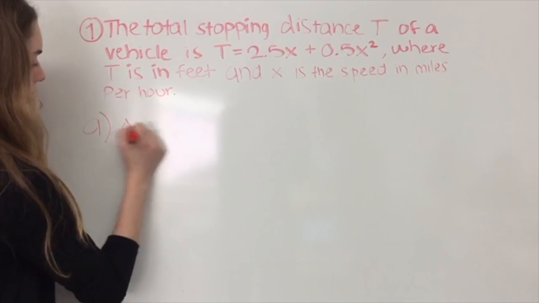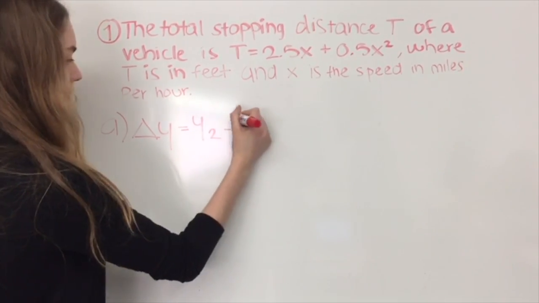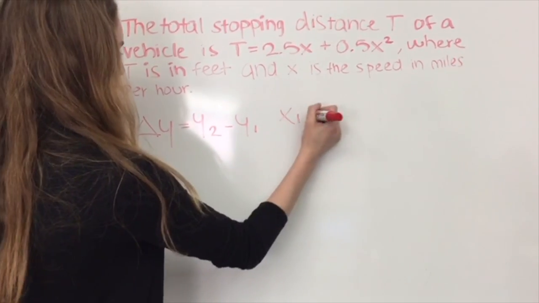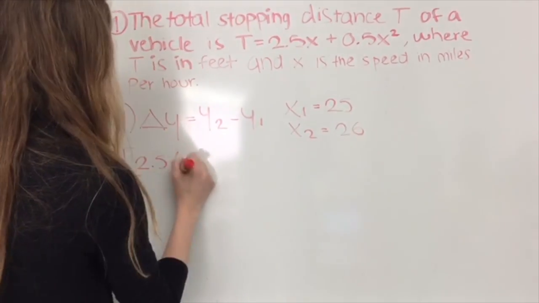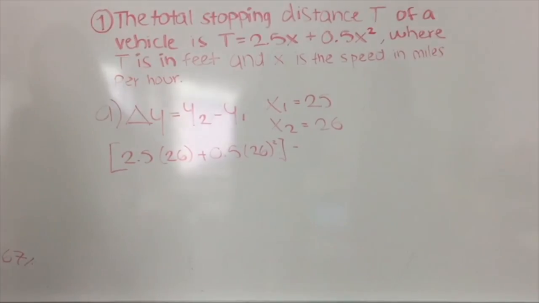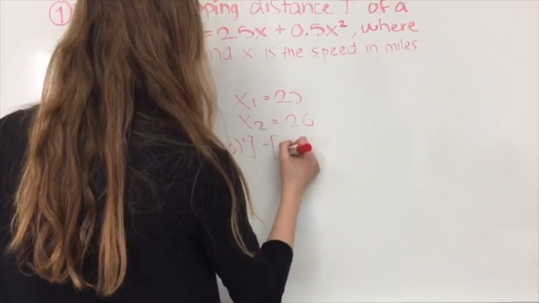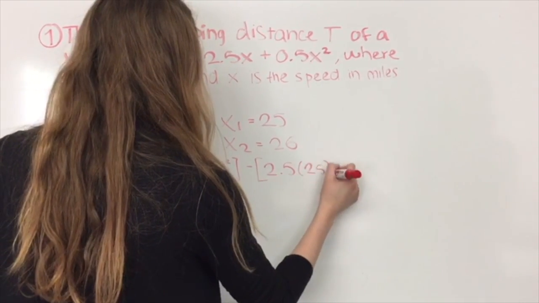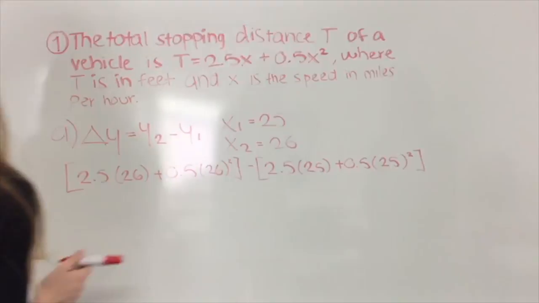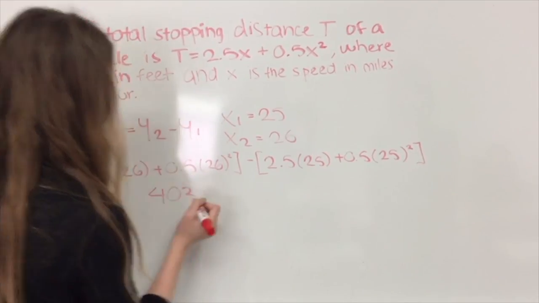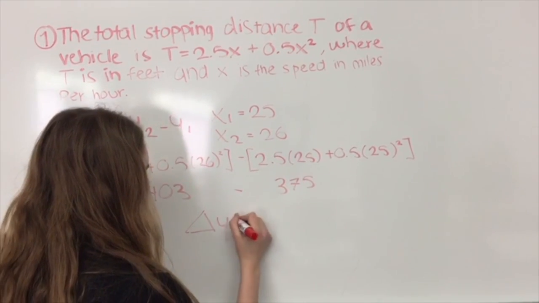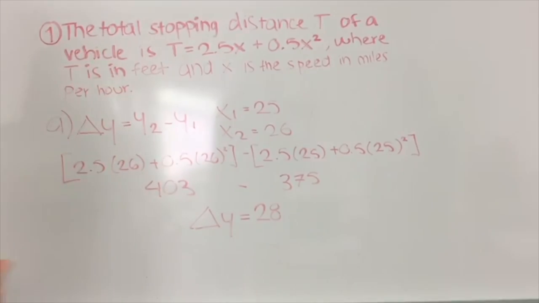Knowing that delta y is y2 minus y1, we will insert x2, which is 26, in the original formula. So it will be 2.5 times 26 plus 0.5 times 26 squared, minus the first value of x in the original formula, which would be 2.5 times 25 plus 0.5 times 25 squared. When we solve this, we will have 403 minus 375. Then delta y will equal 28. And this is the change in the stopping distance.